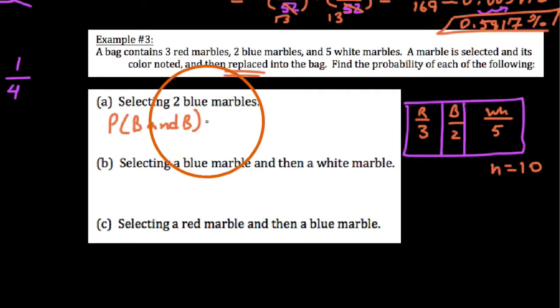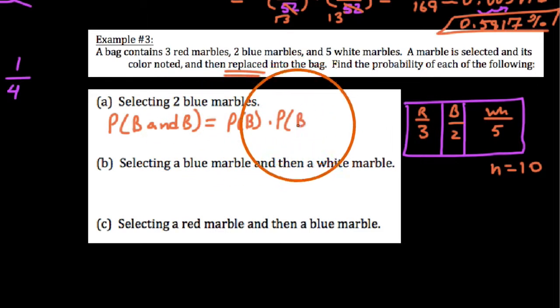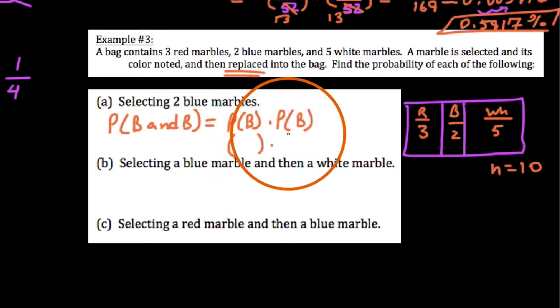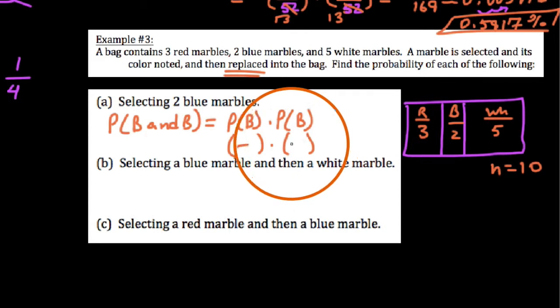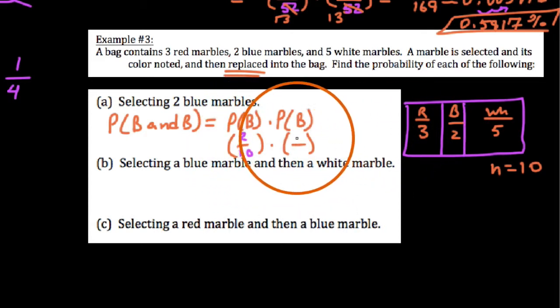So the word "and" is very key here. And we say, well, the probability of blue and blue is the probability of blue times blue. These are independent events. So now we say, well, what is the likelihood that we grab a blue out of this bag? And so, of course, there are 2 blue marbles out of 10 total, so it's a 2 in 10 or a 1 in 5 chance.